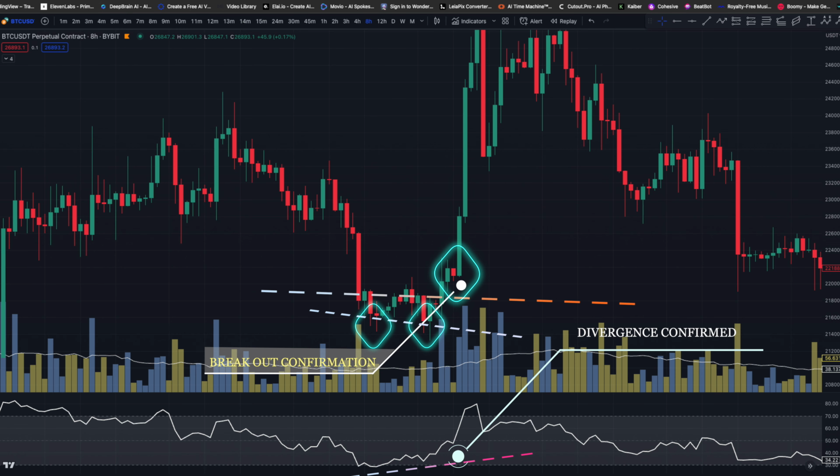In the next example, it's pretty much the same. We have a divergence and a breakout candle with a pullback, and then we go to the upside. That is the best condition for a double bottom.